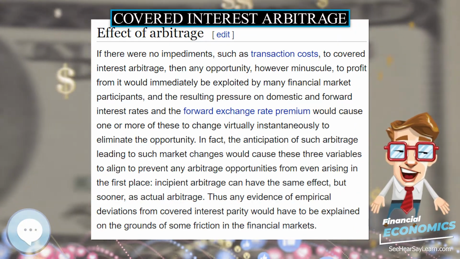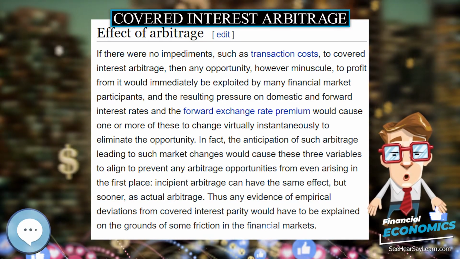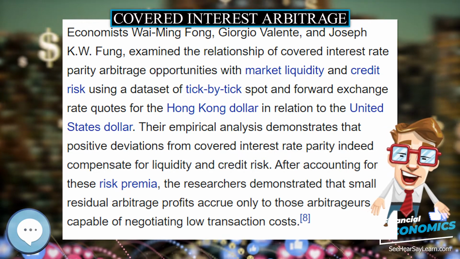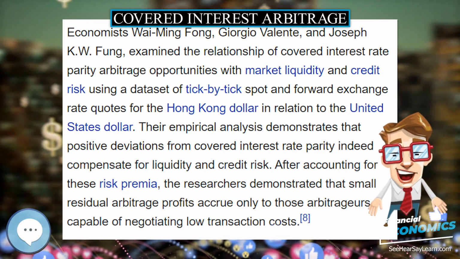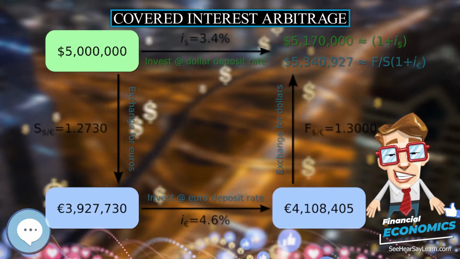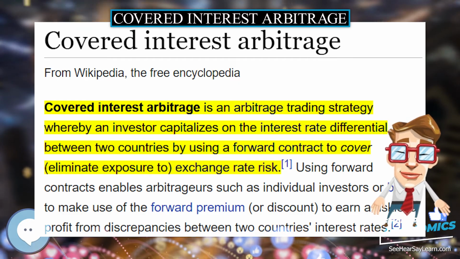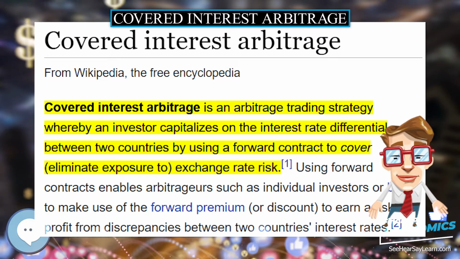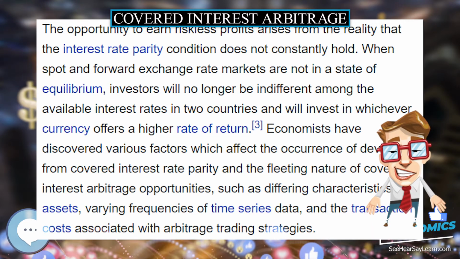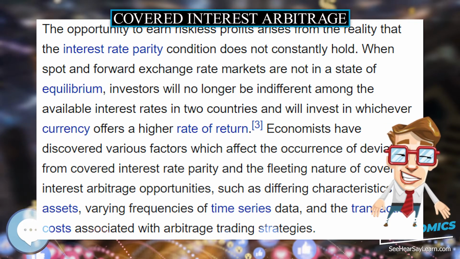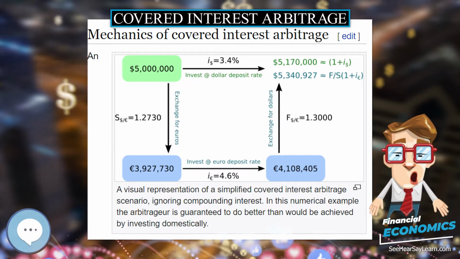Effect of arbitrage. If there were no impediments, such as transaction costs, to covered interest arbitrage, then any opportunity, however minuscule, to profit from it would immediately be exploited by many financial market participants, and the resulting pressure on domestic and forward interest rates and the forward exchange rate premium would cause one or more of these to change virtually instantaneously to eliminate the opportunity.